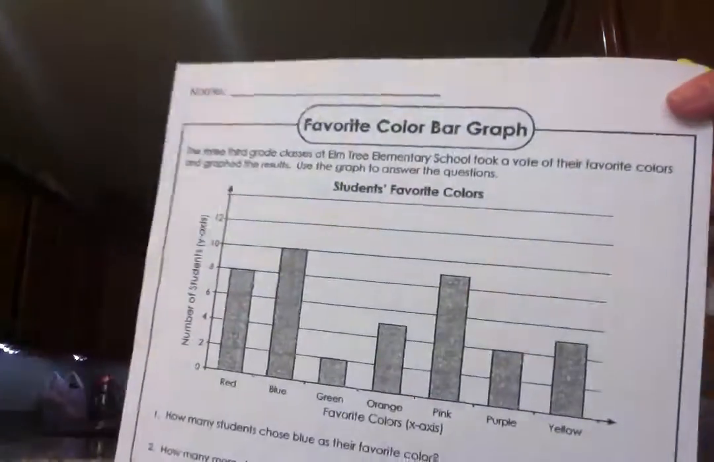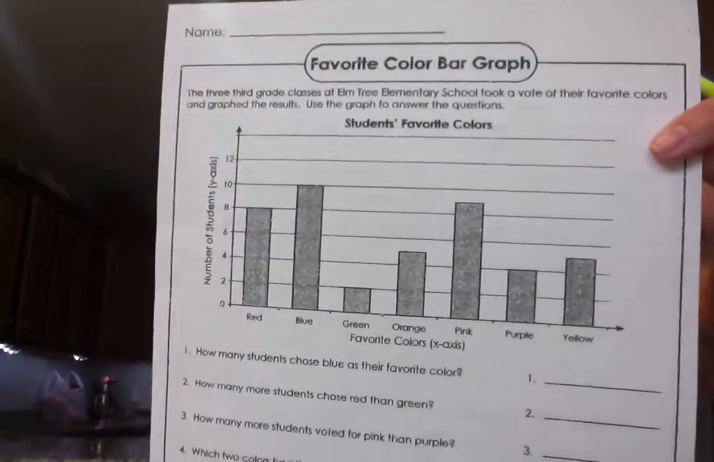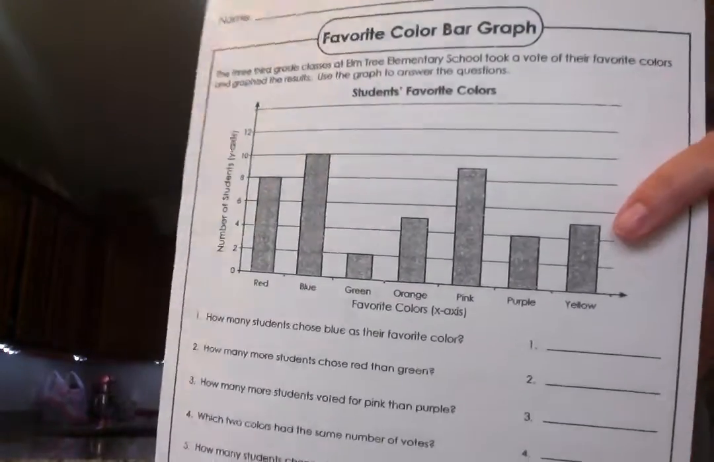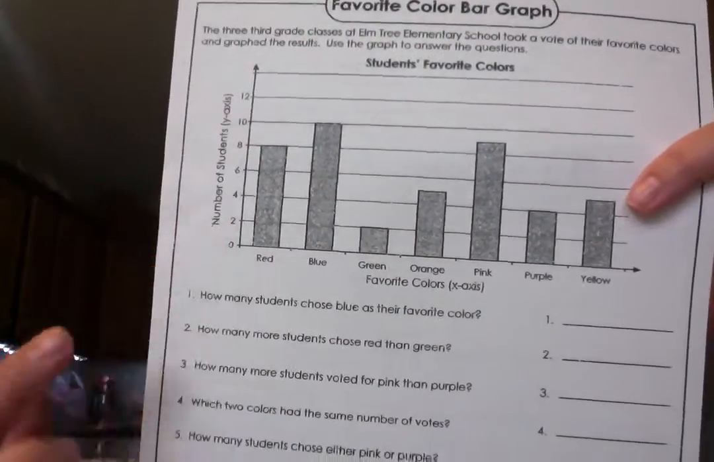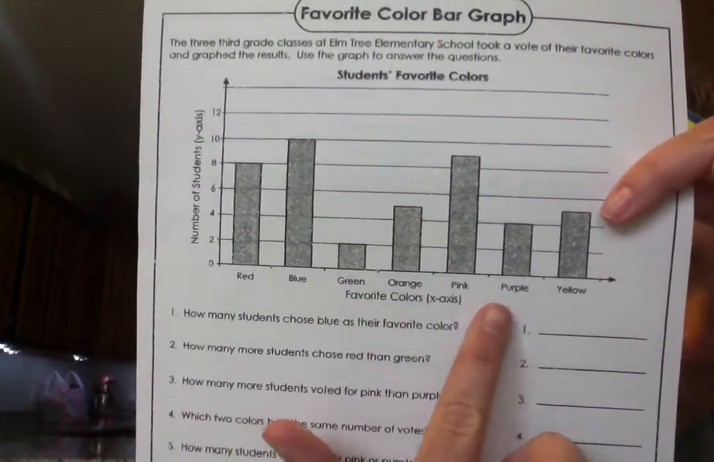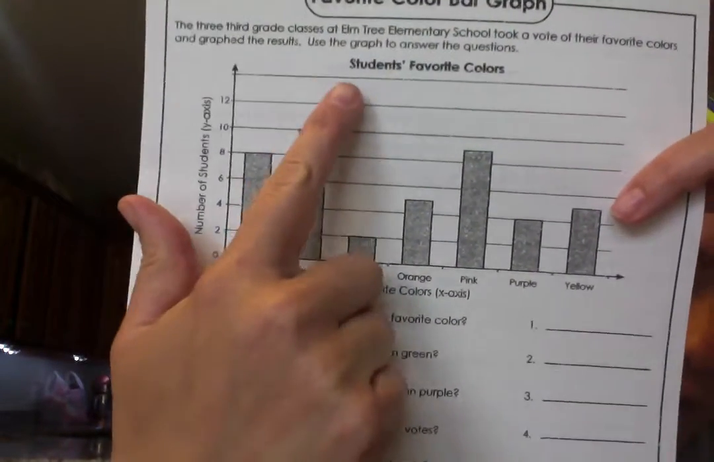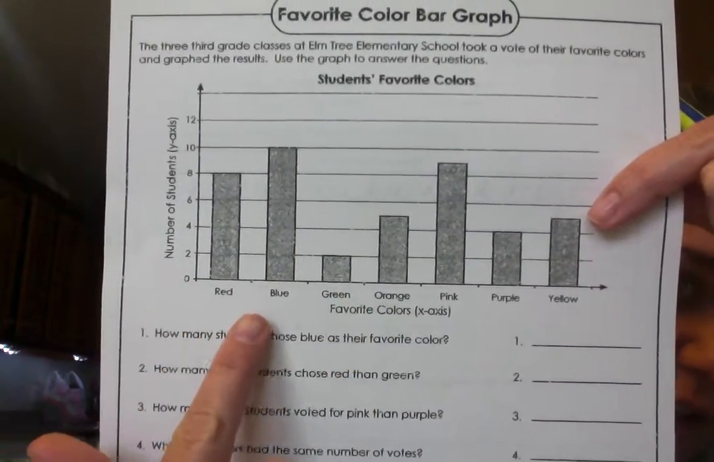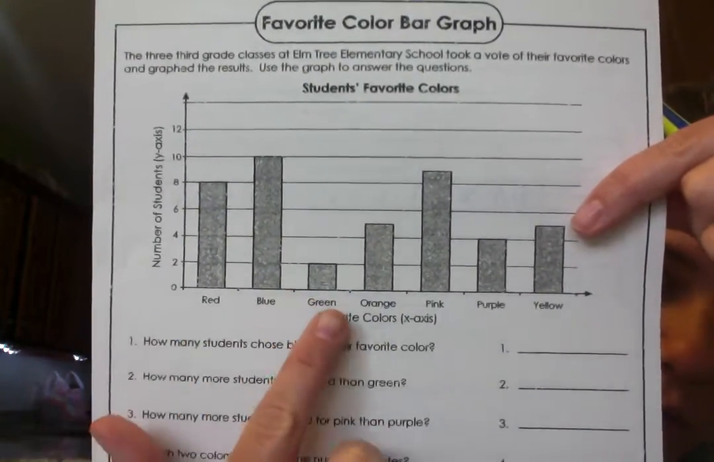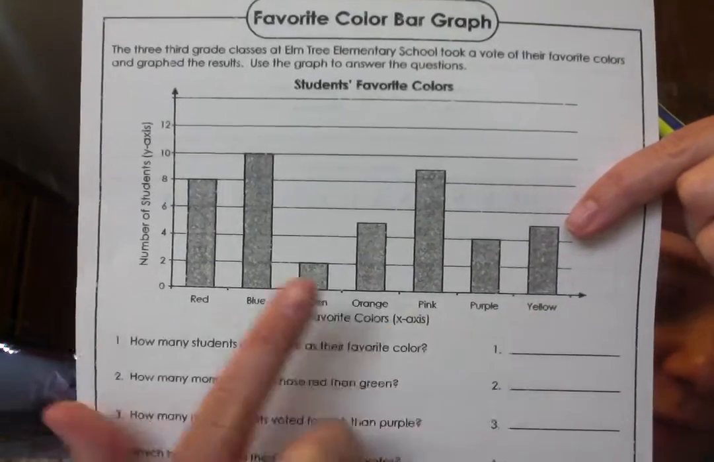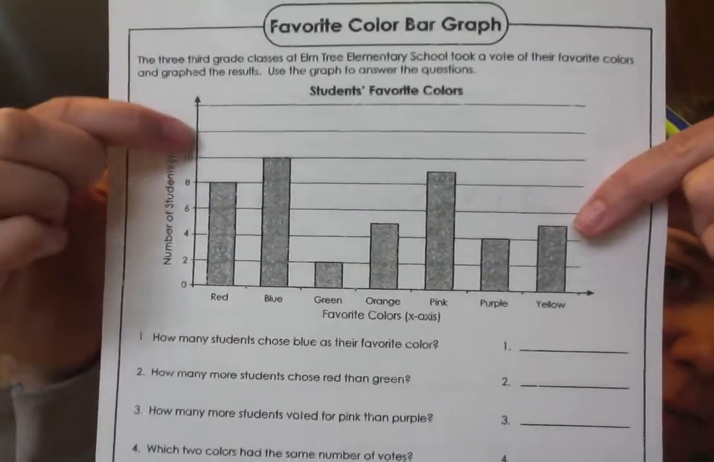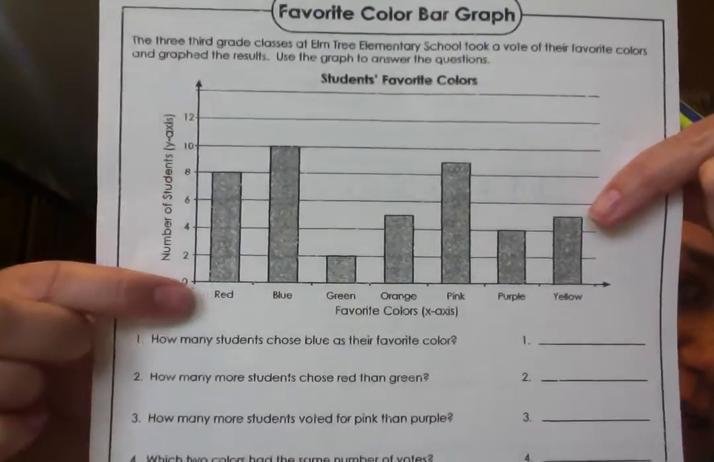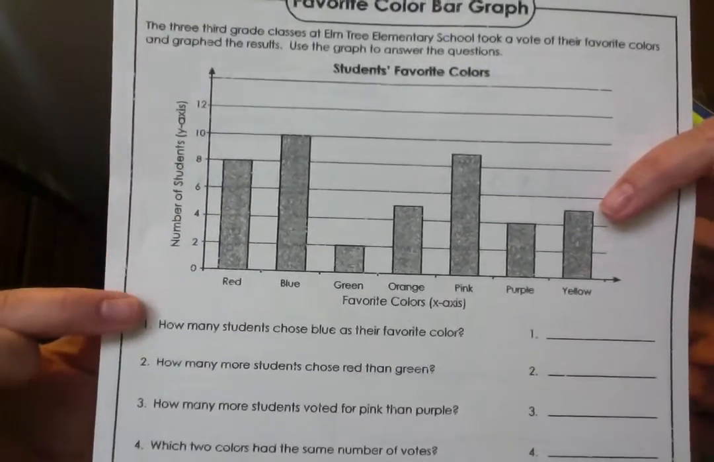If you look at the back side, we have favorite color. This is a bar graph, all right? And I've told you that you have a y-axis and an x-axis before, and they're always going to be labeled. So we're looking at students' favorite colors. The favorite colors are all listed along the x-axis: red, blue, green, orange, pink, purple, yellow. All right, and then this is the number of students that like those colors. And just because some numbers aren't listed doesn't mean that they're not there.